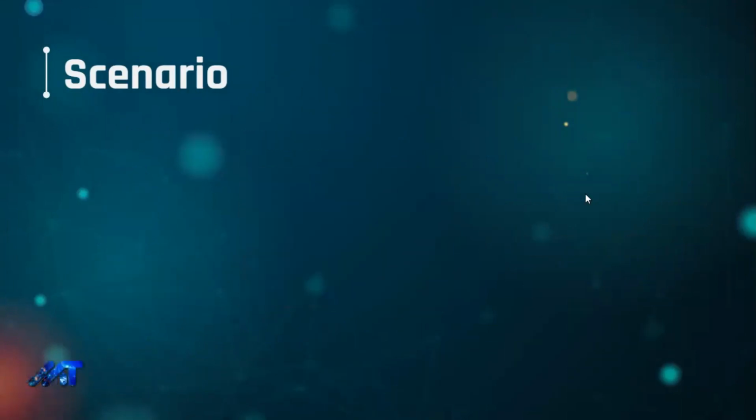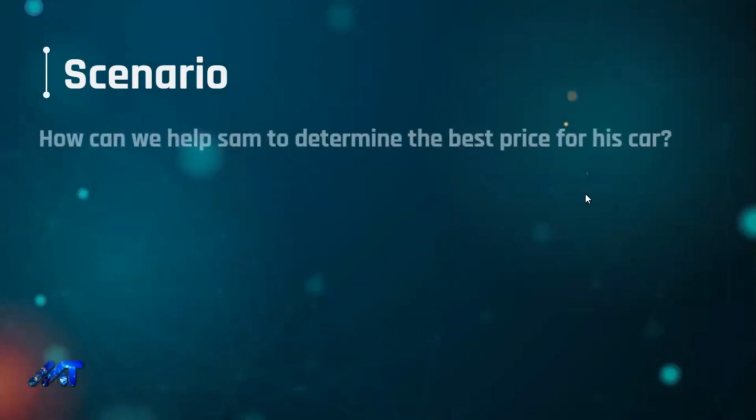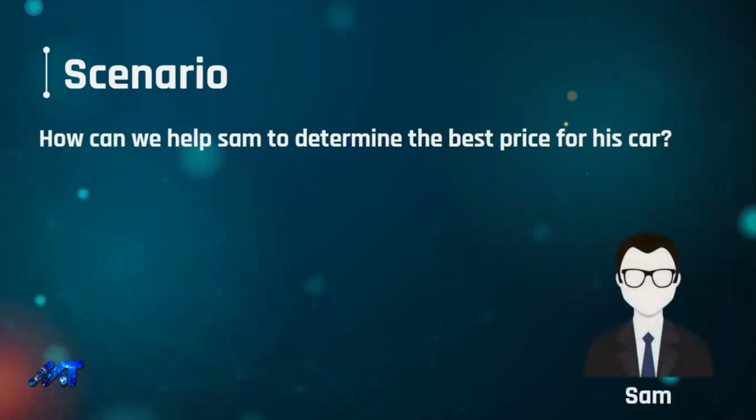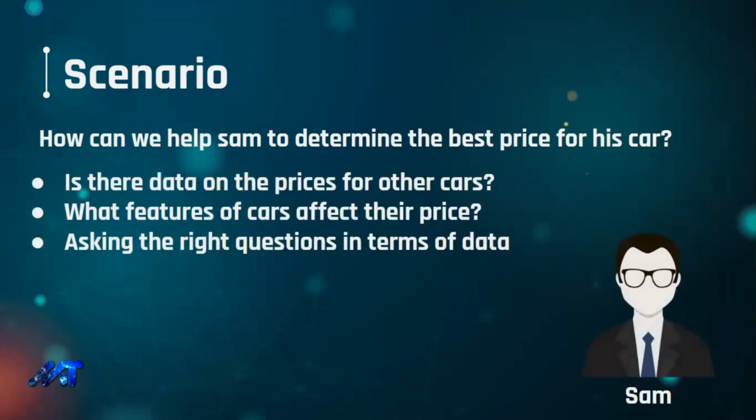How can we help Sam to determine the best price for his car? Let's think like a data scientist and clearly define some of his problems. For example, is there data on the prices of other cars and their characteristics? What features of cars affect their prices? Color, brand, horsepower, or something else? As a data analyst or data scientist, these are some of the questions we can start thinking about.